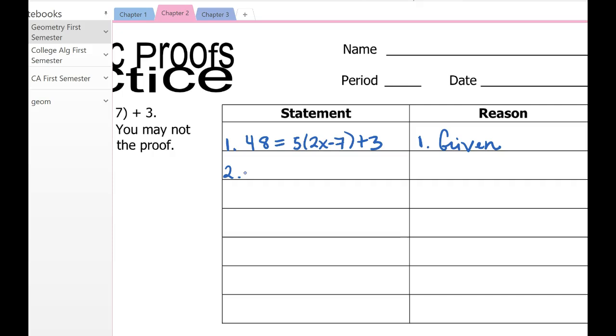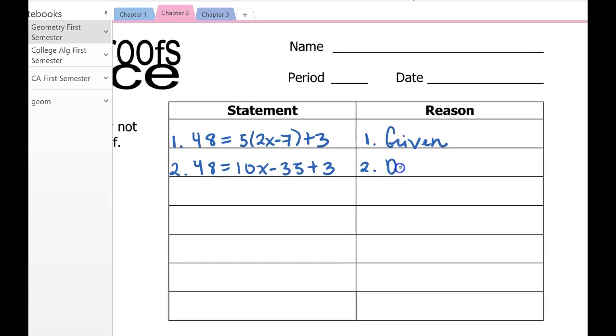Number 2, what would you guys do next? Distribute the 5. So I have 48 is equal to, I'm going to distribute the 5, and I would get 10x minus what? 35 plus 3. Now the key in proofs is justify. Why could you do that? You guys actually said it. What property allows us to do that? Distributive. So number 2 is just the distributive. And then it's really called the property of equality because we're in an equation. But I'm just going to abbreviate that as POE, which stands for property of equality.